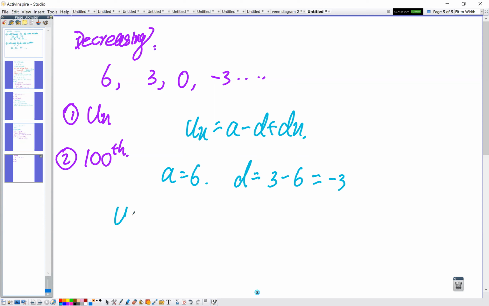You can find out, so un is A minus d plus dn. So it becomes 6 minus -3 plus dn plus -3n. So minus and minus become plus. So 6 plus 3, and plus and minus become -3n. So this is 9 take away 3n. Okay, this is 9 plus -3n. This is how you get the answer.